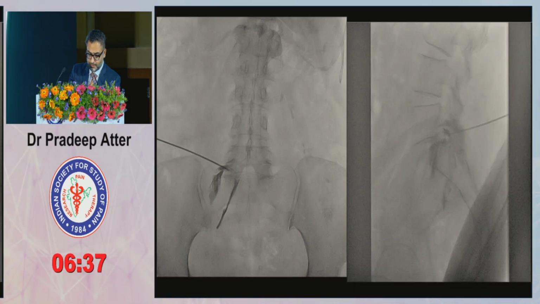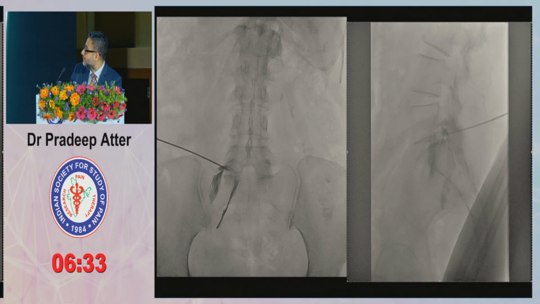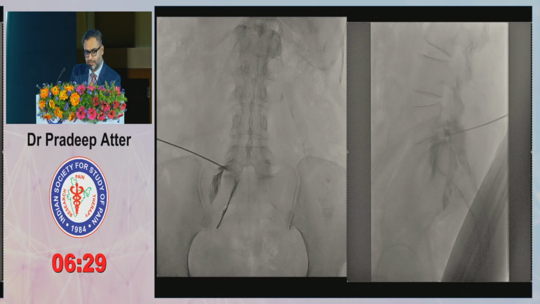And finally, when we inject the dye, we get this fluoroscopic picture where both the traversing and the exiting routes are getting bathed in the contrast.